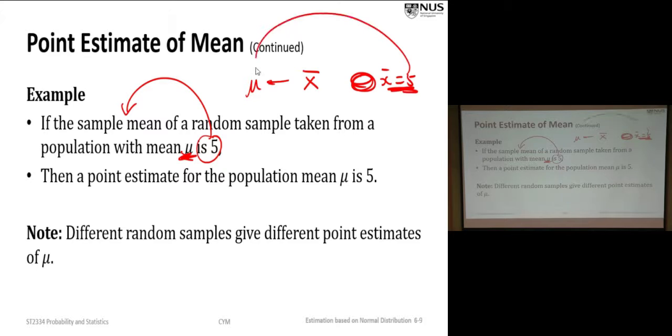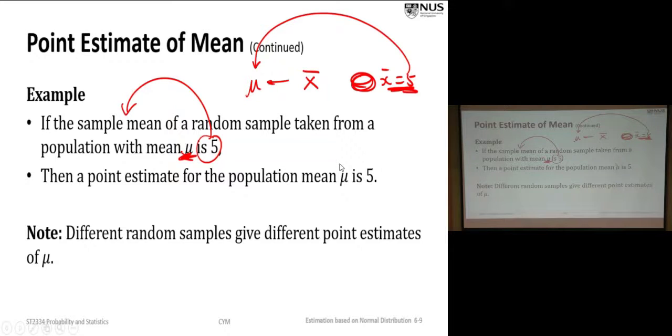Then we use this as an estimate for mu. All right? So there are two things. One is a way that you want to estimate mu. That one is an estimator, a function of the random variable. The other one is you take a sample, you look at the values, and then calculate the value of this estimator. That one we call an estimate.